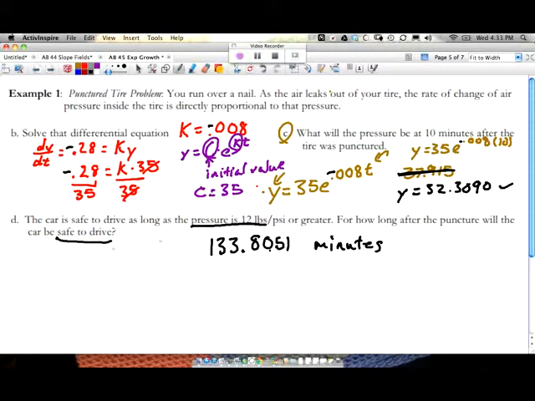But honestly, don't do that, people. Don't just say the math said it was safe to drive. If you run over a nail, go get it taken care of. Like now. Pull over. Do something. Don't drive. That's just silly. But the math said it was okay. Alright, let's look at another example.